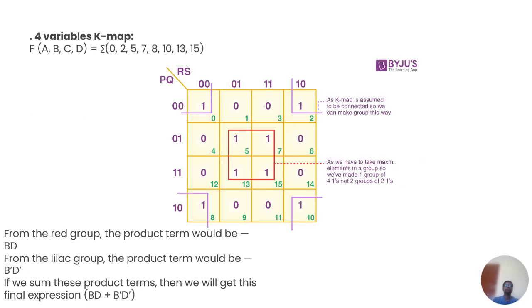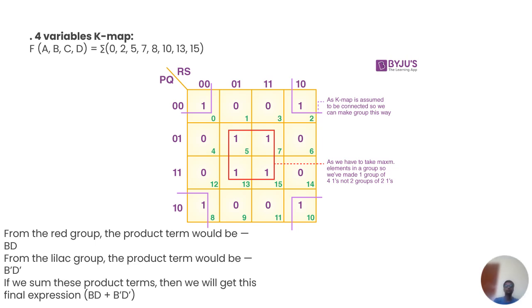Four variable K-map. Here the variables are A, B, C, D and the terms are 0, 2, 5, 7, 8, 10, 13, 15. Here we have to consider 2 to the power 4, meaning a total of 16 blocks. In the first row we take 0, 1, 3, 2. In the second row 4, 5, 7, 6. In the third row 12, 13, 15, 14. In the last row 8, 9, 11, 10. And we fill the terms in the respective blocks.